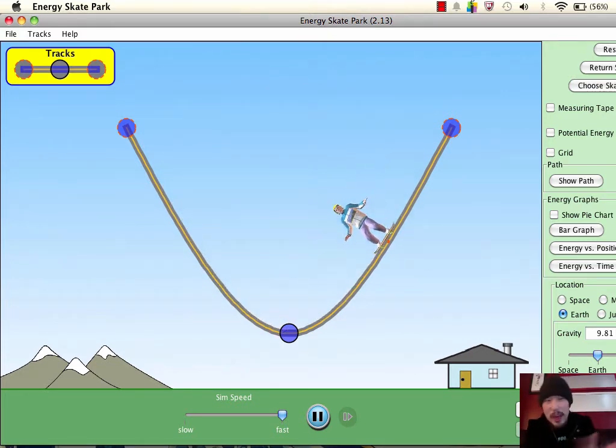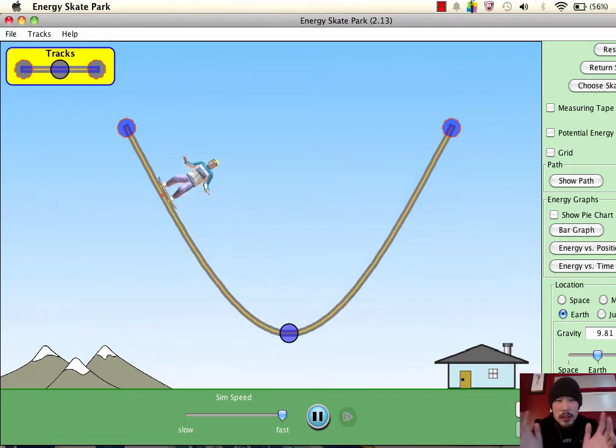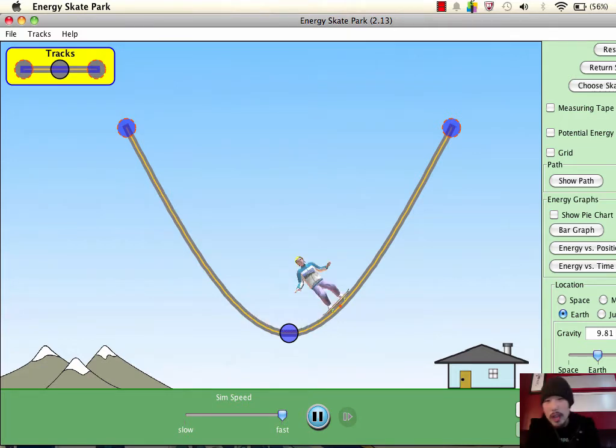Anyways, here we have a simulation, one of my favorites. Some of you might have played it with this before, but it's the PhET simulation for Energy Skate Park. Now this Energy Skate Park does a great job of showing the relationship of conservation of energy.